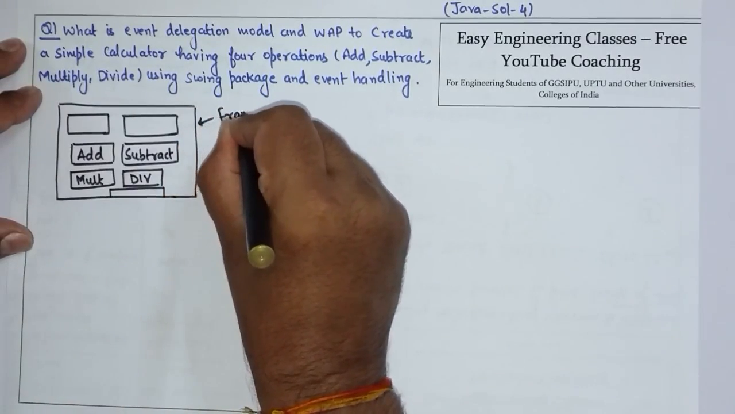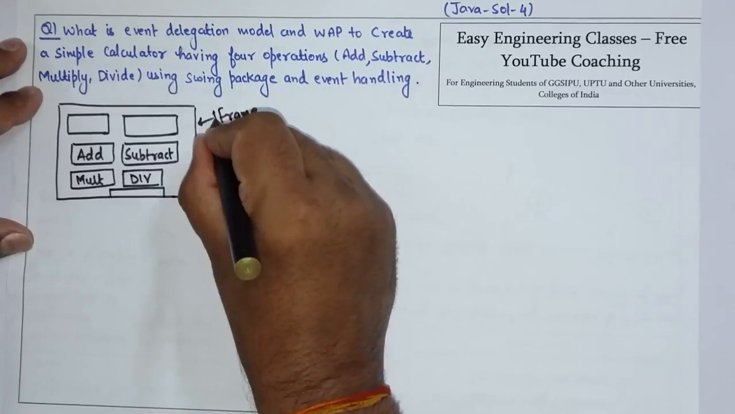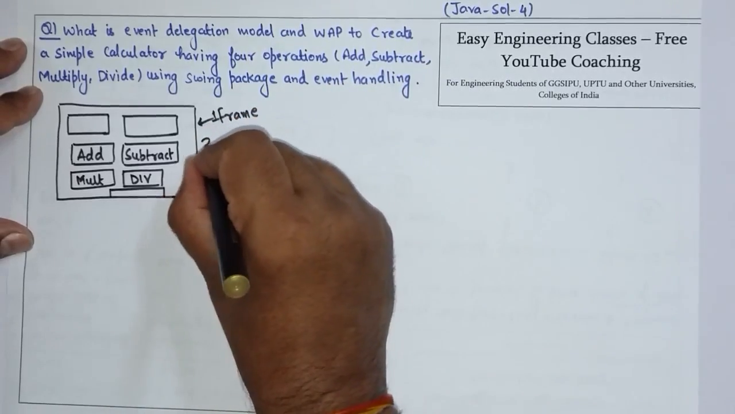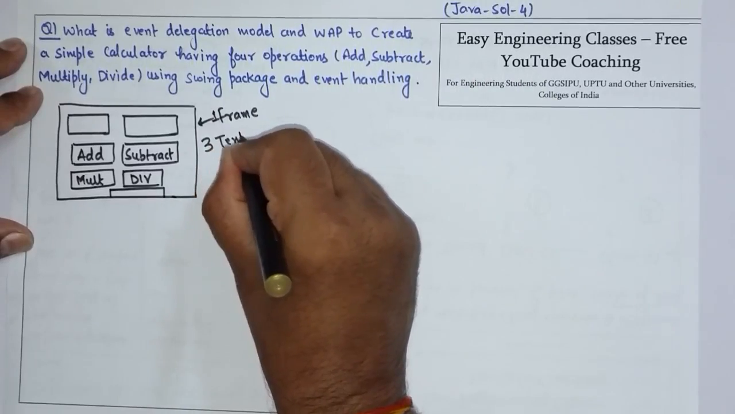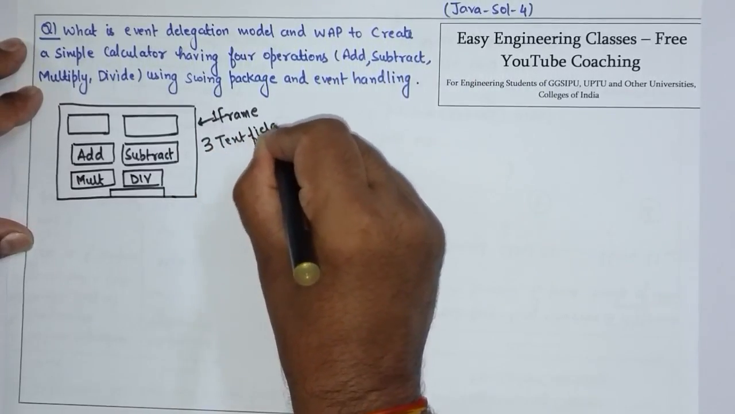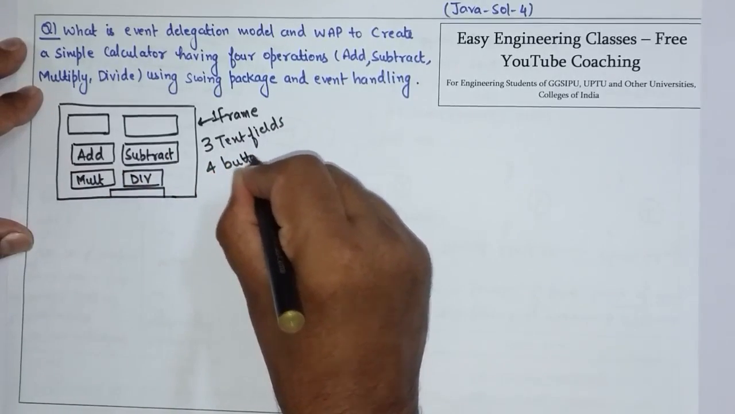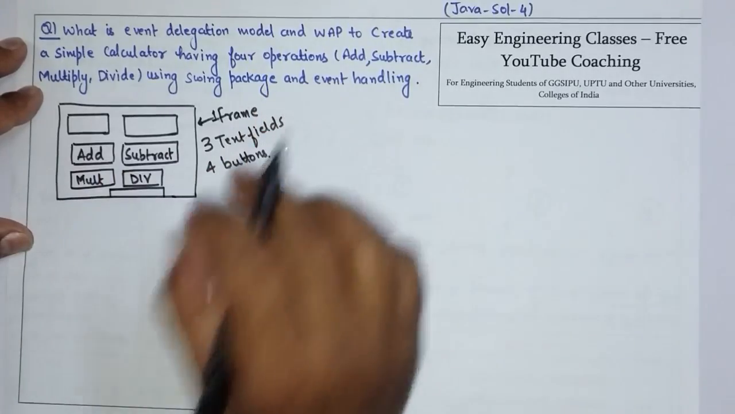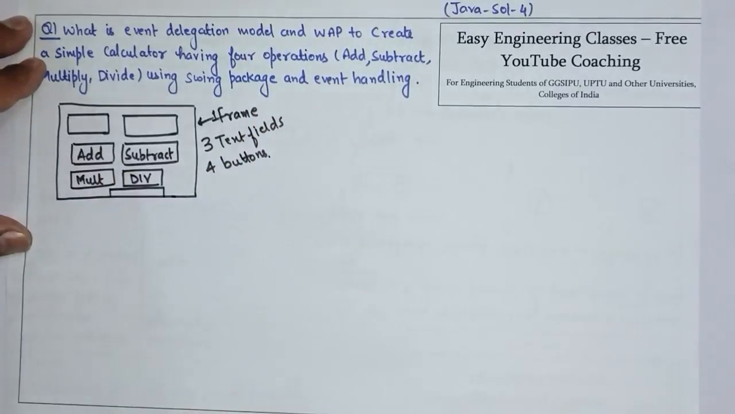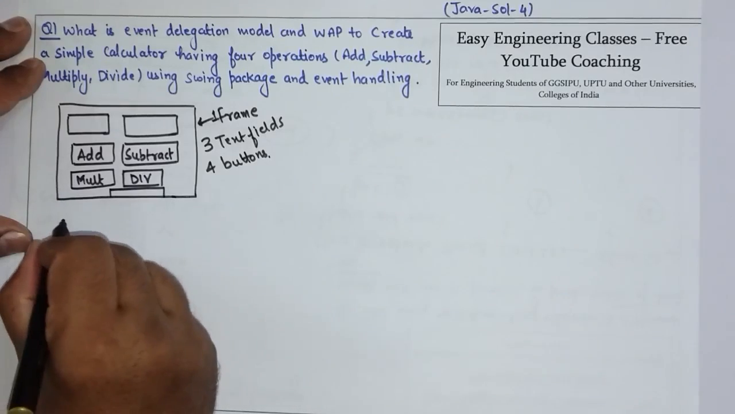We will create one frame, we need one frame, then we need 3 text fields and 4 buttons. These controls we need to create. So now let's start with the programming.